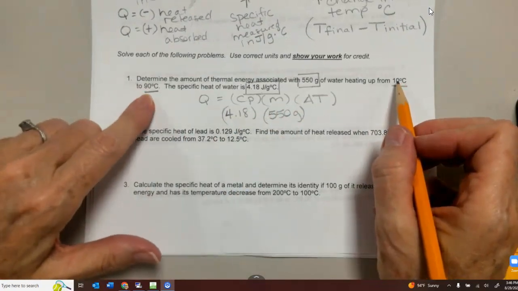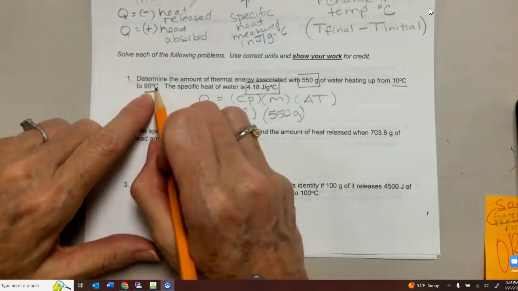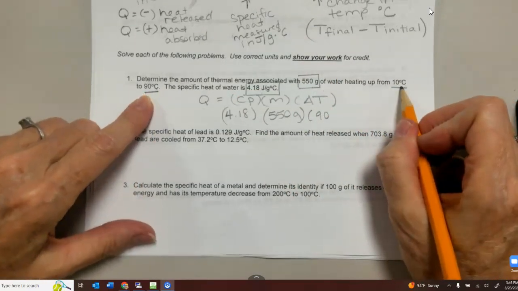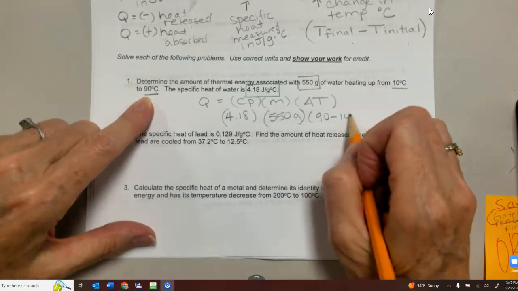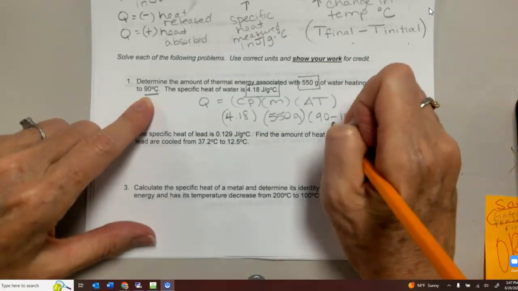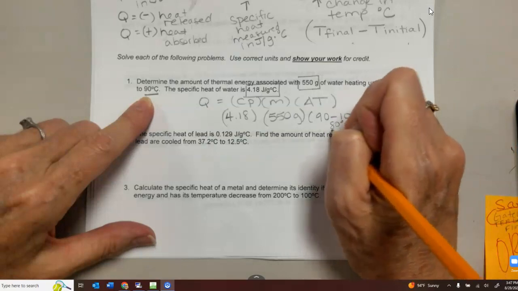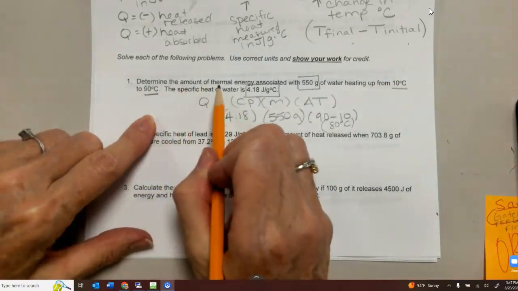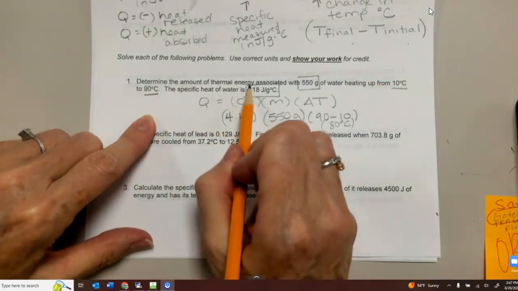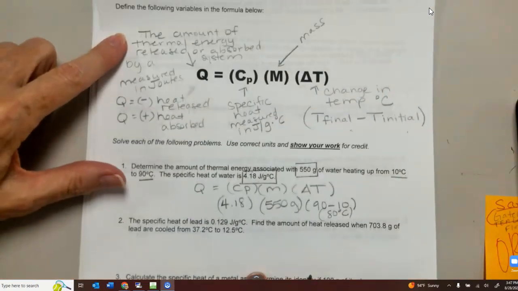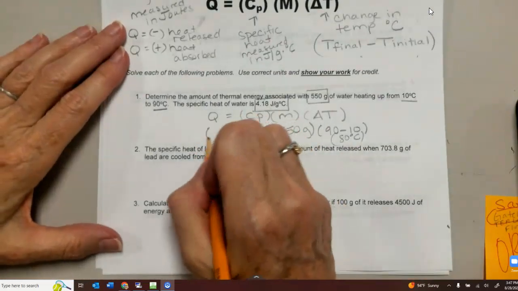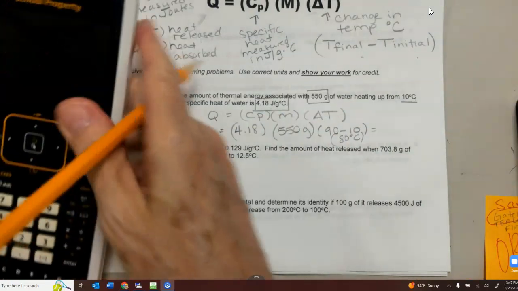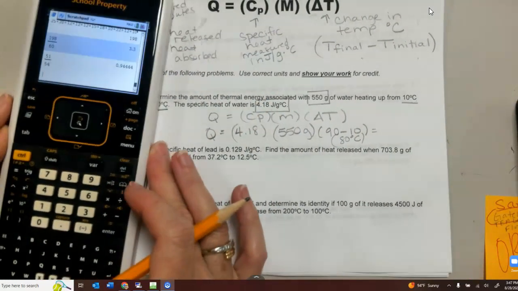So what was our final temperature? It was 90, and our initial temperature was 10. Final minus initial. Okay, so that's going to give us a temperature change of 80 degrees Celsius. All right, so we're solving for Q because it says the amount of thermal energy, which is our definition of Q. So again, we're just plugging numbers into formulas, and we're ready to solve.